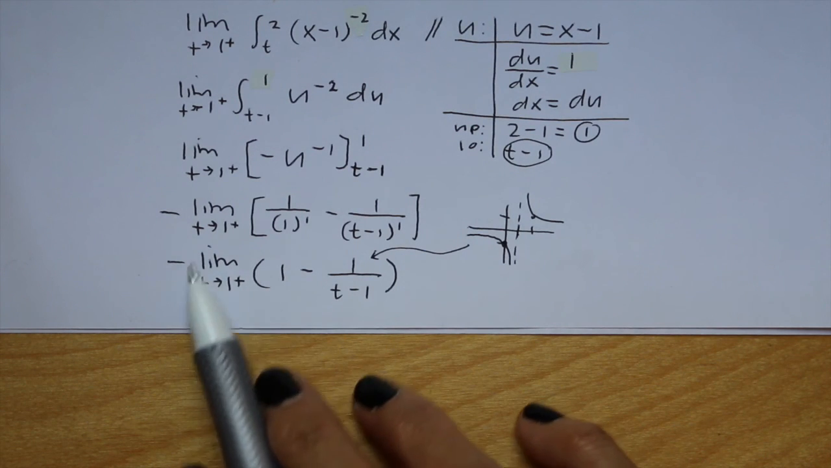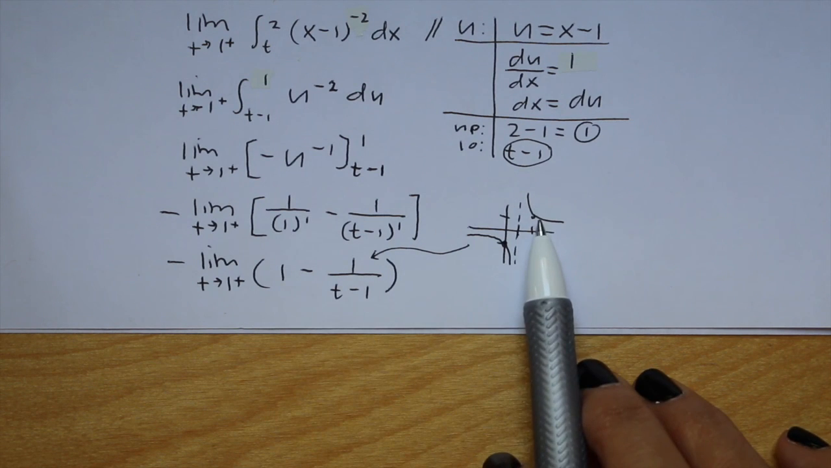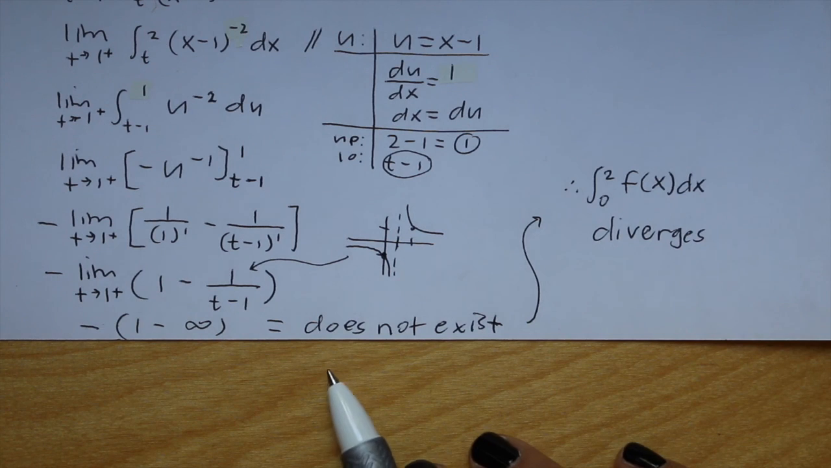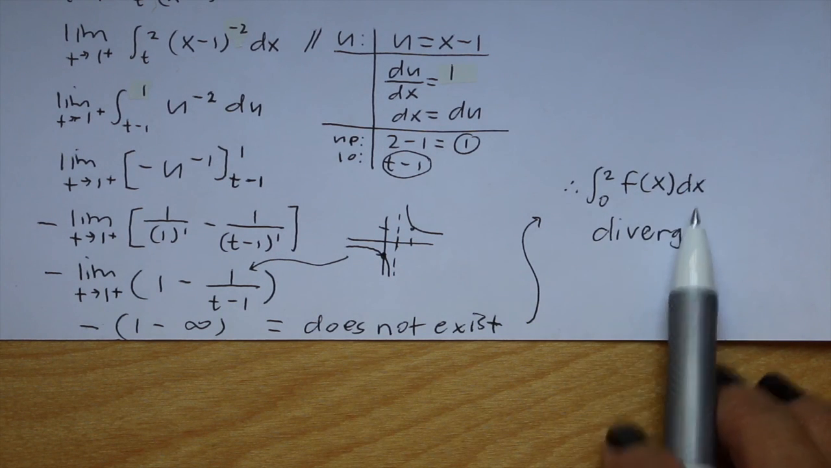At this point, think about this limit as you're approaching 1 from the right. This function looks like this, so approaching 1 from the right goes to positive infinity. So you end up getting that the limit does not exist, therefore the integral from 0 to 2 of f of x dx diverges.